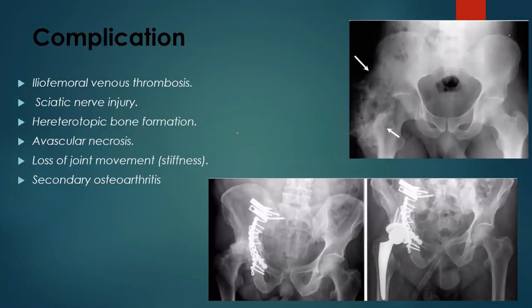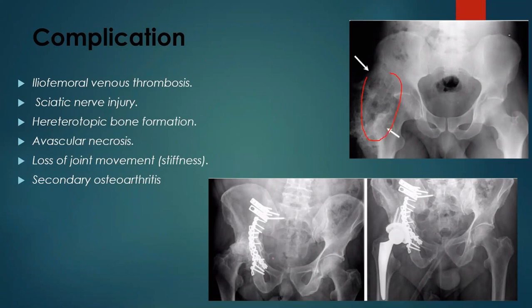So what are the complications? First of all, thrombosis, sciatic nerve injury, heterotopic bone formation. Heterotopic bone formation is the calcification that is present outside of the bone. As is shown here, it is present in the abductor muscles, here in the anterolateral part.